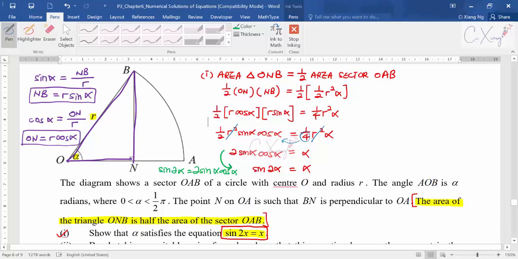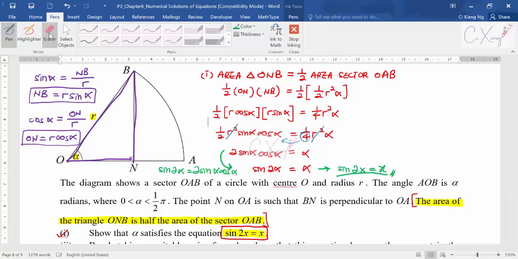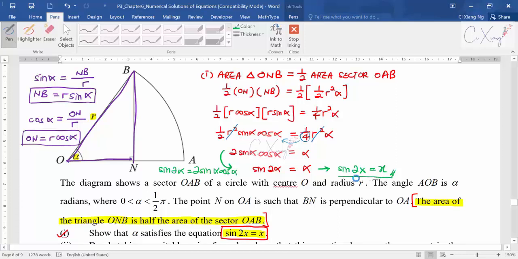All right, and then here you can show that, since sine 2 alpha equals alpha, that means alpha satisfies the equation sine 2x equals x. So this is the answer for our first part here. Again, how do I start? I will just start with the information that they provide in the question. Then from that, I slowly substitute everything into the R and also alpha. Then simplify it, you can get an answer.